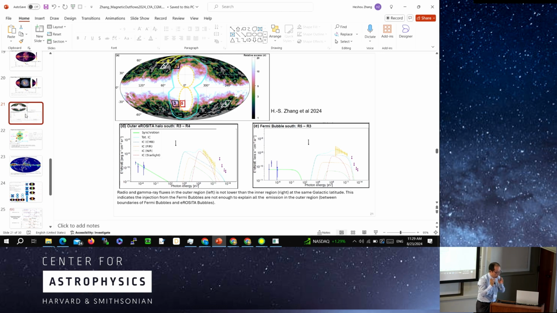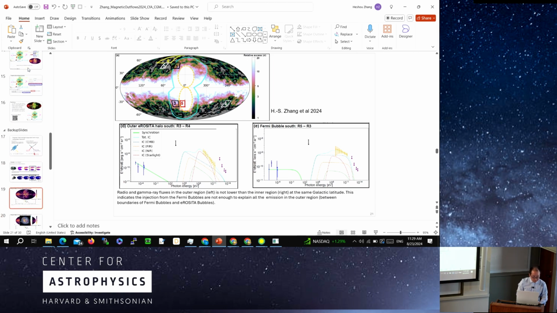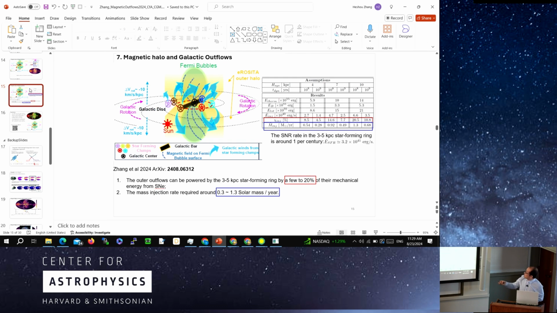Second, about the time scale. We cannot tell for the Fermi bubble, but for the eROSITA bubble, we checked time scales from 10 to the 8 to 10 to the 9 years. We find that with the current star formation rate in the ring, all those different time scales can sustain the eROSITA bubble. But because what we see is a projection effect, we cannot tell specifically what the time scale is. That needs future study to check.